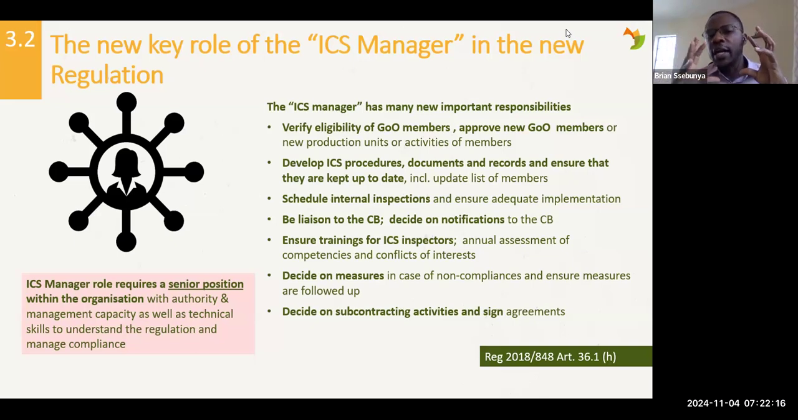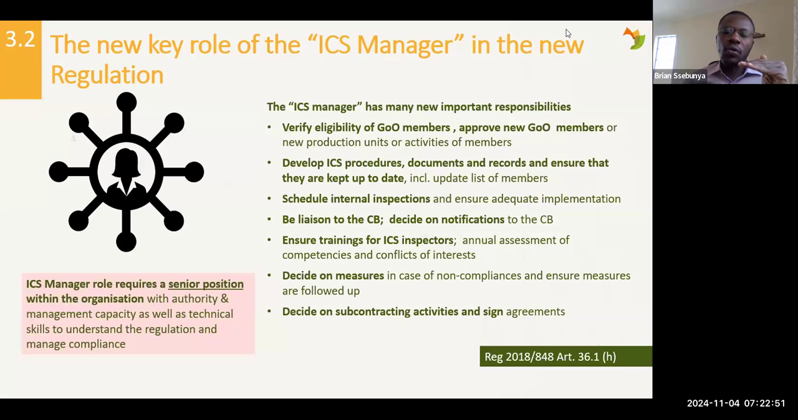So it has to be a certain caliber of person to be an ICS manager, not any lead farmer, not anybody, because here you're really transacting business, not only on behalf of the farmers you're representing, but now you're entering into contracts, you're negotiating with the certification body, you're taking decisions, etc. That's why at the bottom left corner, the standard says that the ICS manager role requires a senior position within the organization. You have to be somebody with that level of decision making.